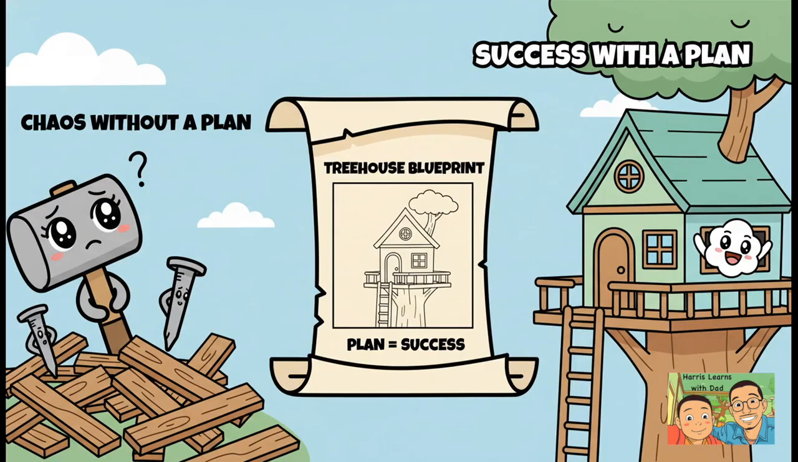The core idea is actually pretty simple. Think about it. If you were going to build an amazing treehouse, you wouldn't just start nailing random boards to a tree, right? Of course not. You'd need a plan, a blueprint, so you know where the walls go, where the ladder goes, where the secret slide fits in. Well, it's the exact same thing with a computer.